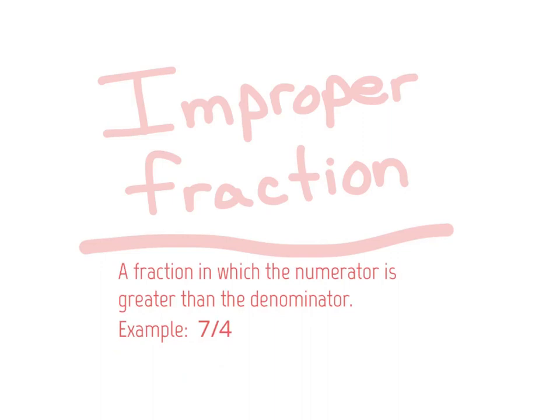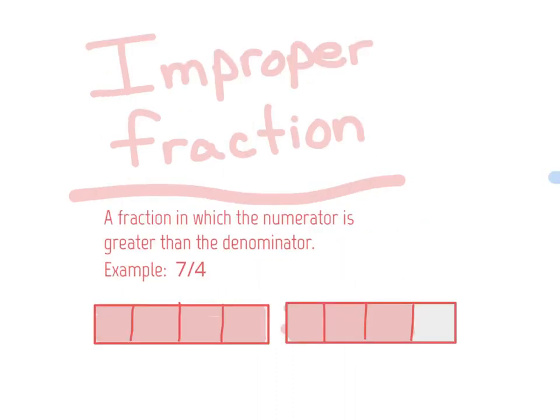The definition of an improper fraction is a fraction in which the numerator is greater, that means bigger, than the denominator. Example, the numerator here is 7. Denominator 4, 7/4 is an improper fraction. So here you can see a picture or illustration of 7/4, 7 parts shaded all together.